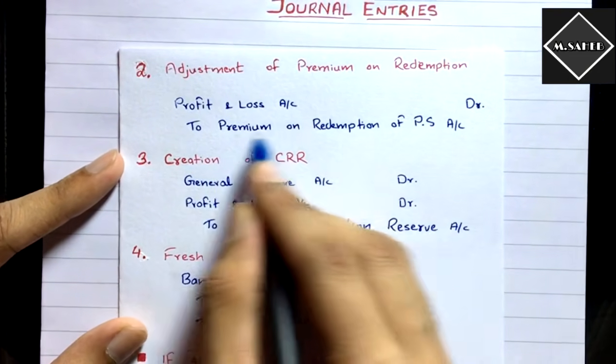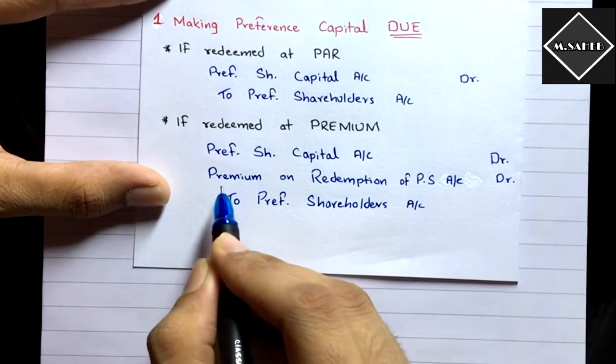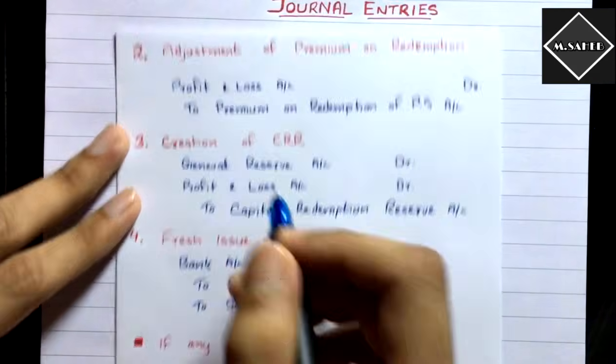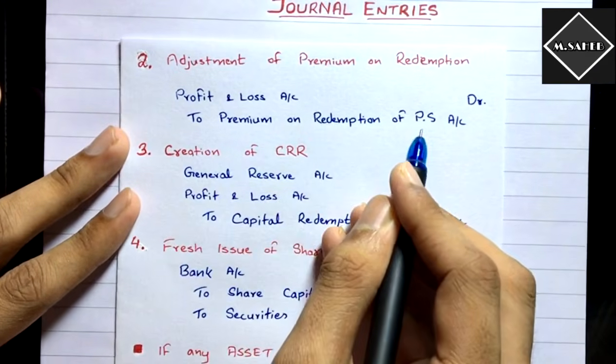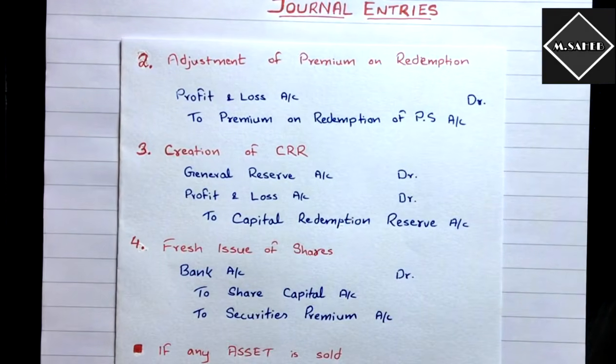Why is premium on redemption credited? Because here it was debited, premium on redemption of preference shares account. You are writing it off, you are closing it off, you are scrapping it off. So you are bringing money for that, so you have to credit here. Okay, debit is equal to credit, that account is closed. Fine. So that is the thing about the adjustment of premium on redemption.